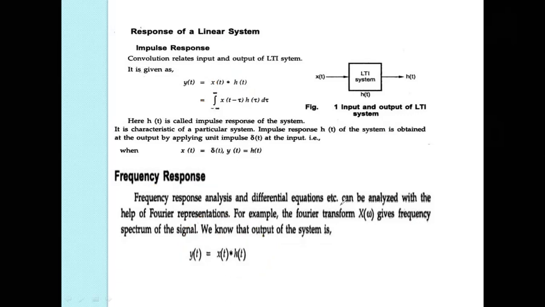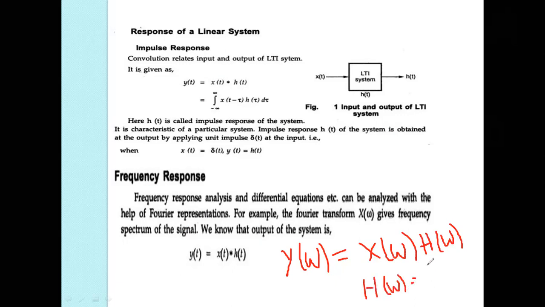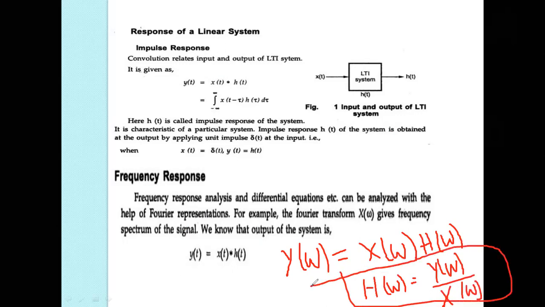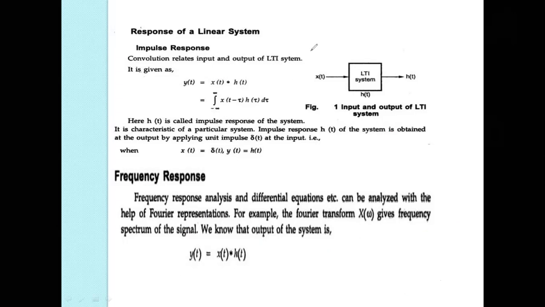For example, the Fourier transform X of omega gives the frequency spectrum of the signal. We know that the output of the system is y of t, a convolution of x of t and h of t. Apply the Fourier transform: Y of omega is equal to X of omega into H of omega. What is the transfer function? H of omega is equal to the output Y of omega over the input X of omega. Okay, my dear students, it's a frequency response.